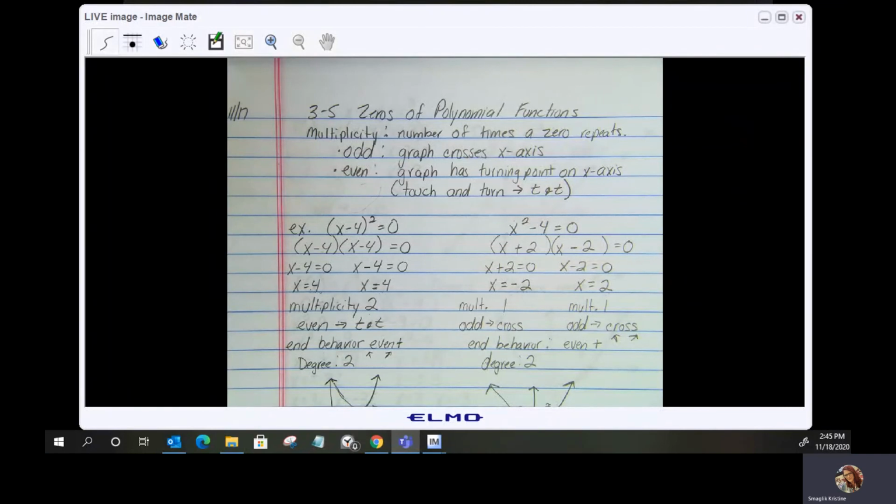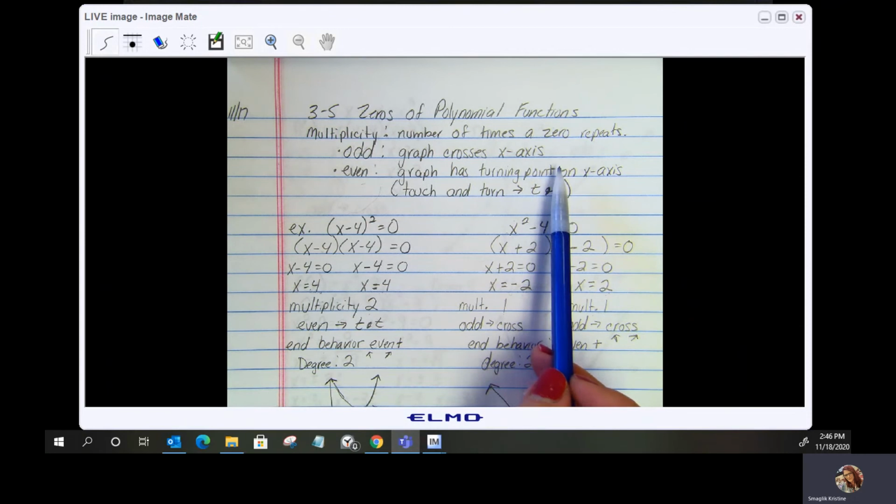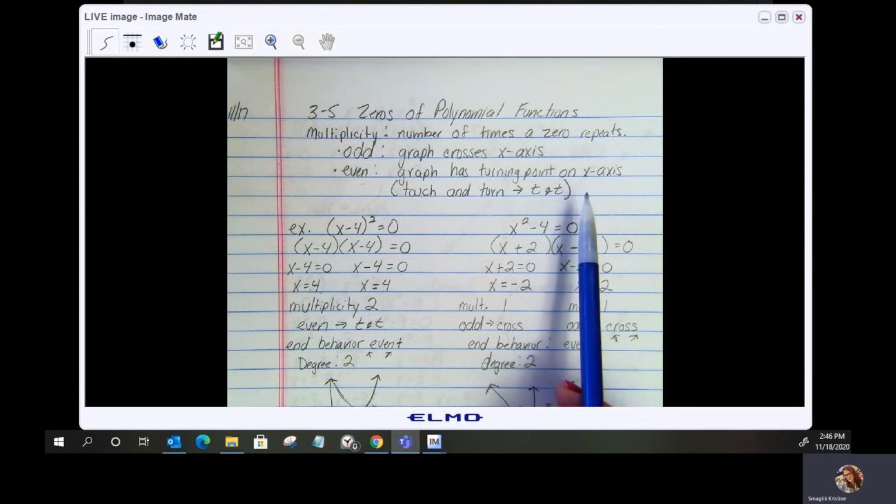Let's review your notes 3-5. This is in zeros of polynomial functions. We're going to review multiplicity. So multiplicity is the number of times a zero repeats. And if you remember from previous lessons, we've mentioned that a zero, x-intercept, root, solution, pretty much the same name for the same thing, different contexts.